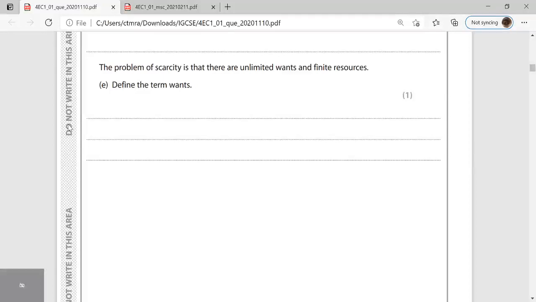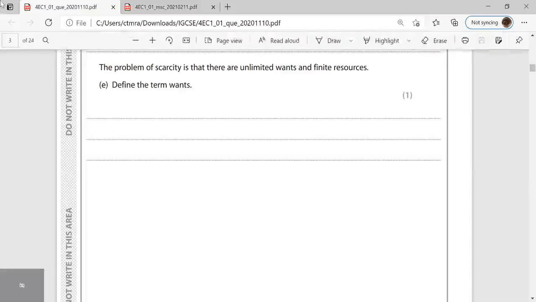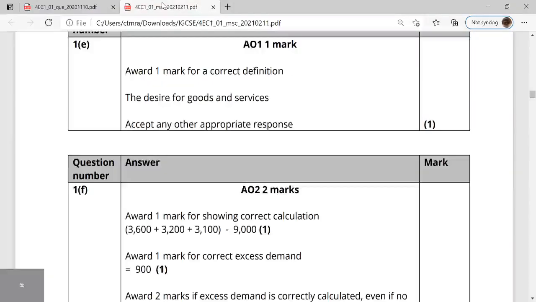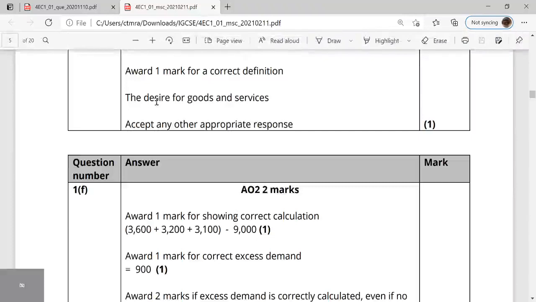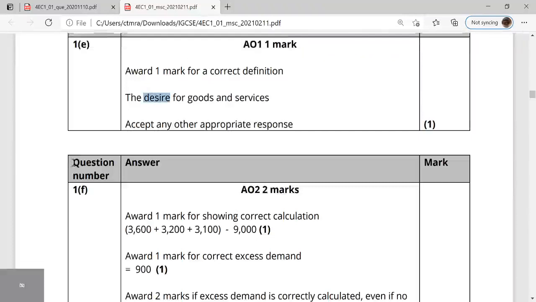They're asking, what is a want? A synonym for want is desire. It's not something that we need for our survival. This is just a desire. It's not required for our survival. These are the goods and services just to fulfill our desire.